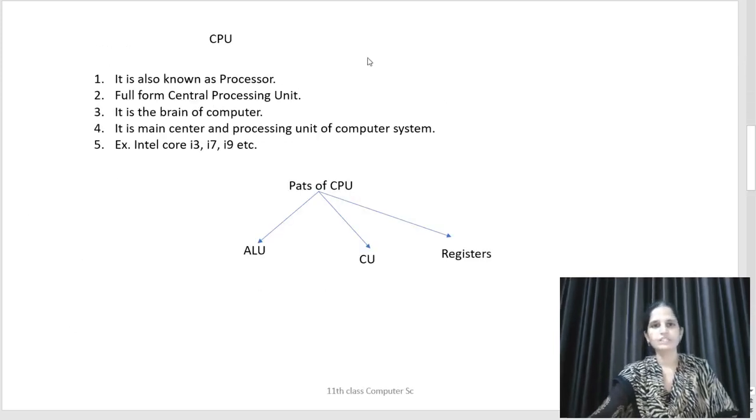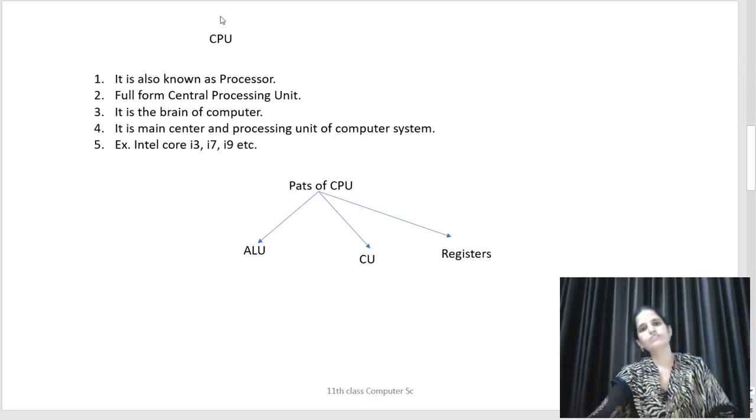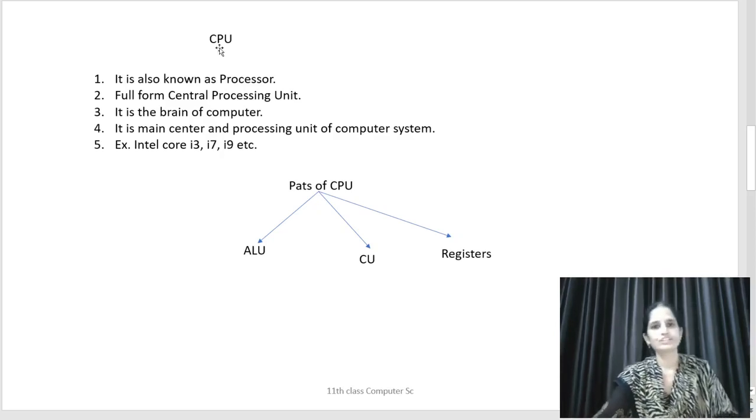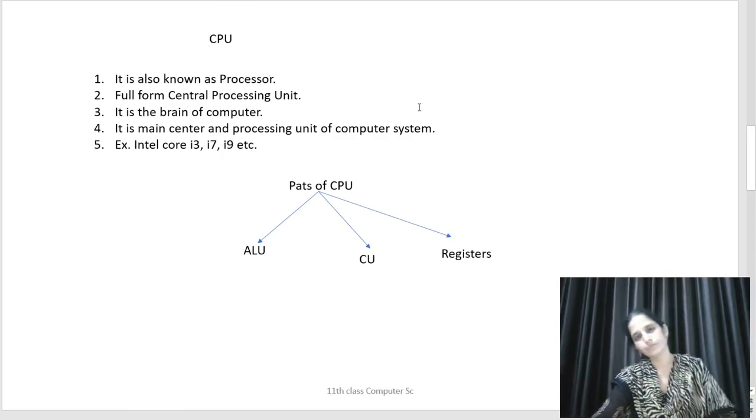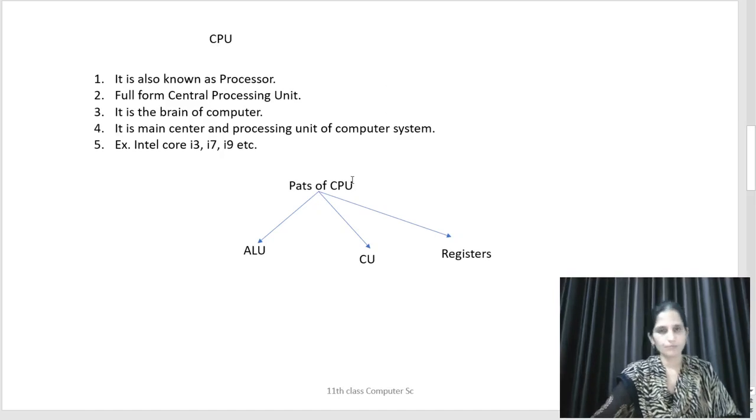Now our next unit is CPU. Here is the full form of the CPU. CPU means central processing unit. We can also say that CPU is your processor. What do you mean by the processor? It processes the complete functioning, the complete data and information of your computer. So we can also say that CPU is the brain of your computer. It is the main center and processing unit of the computer system. Without CPU, your computer is zero.